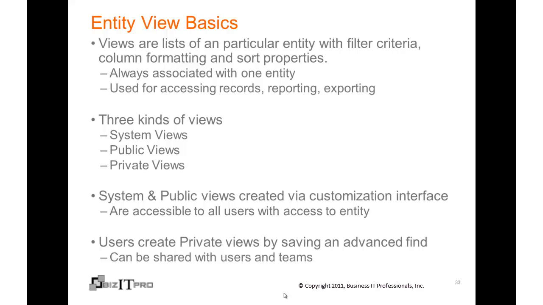A view is always associated with a single entity and is used for accessing records, reporting, and exporting by end users. There are three kinds of views in CRM: system views and public views, which are sometimes both referred to as system views, and private views. The system and public views are created via the customization interface and are accessible to all users who have access to a particular entity. Users create their own private views by saving an advanced find, and these views can be shared with users and teams.